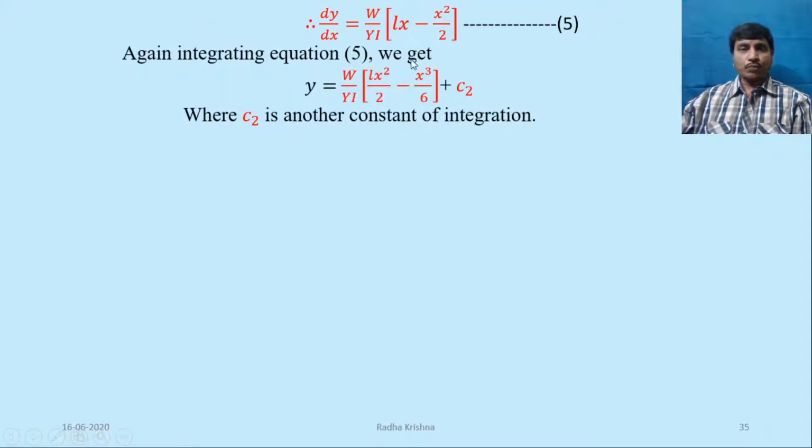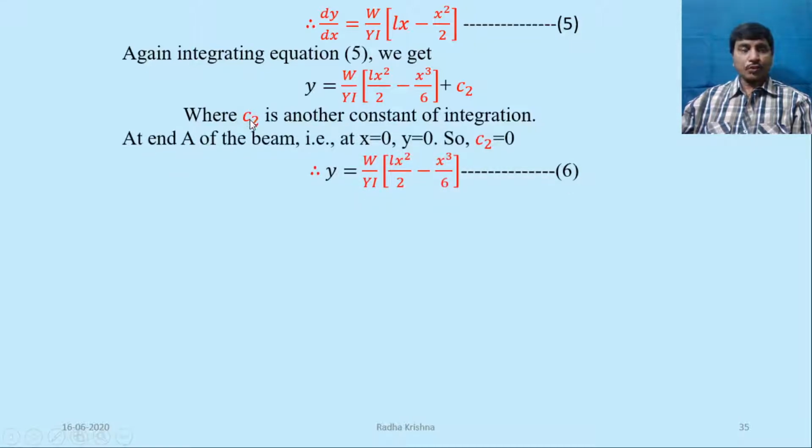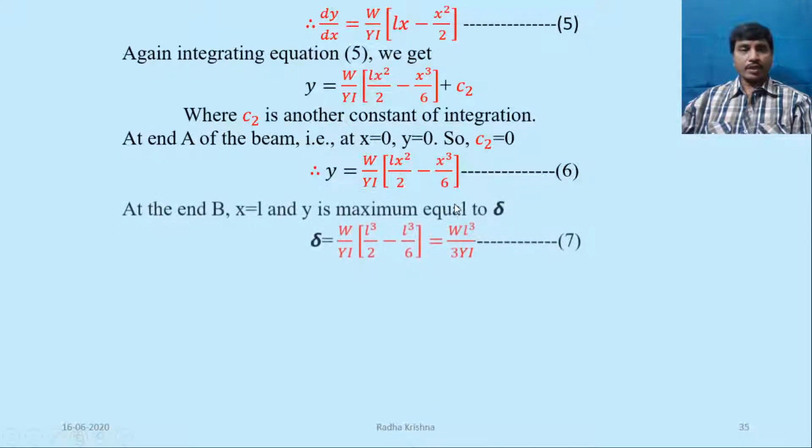Again integrating equation 5, we get y is equal to W by YI into (Lx square by 2 minus x cube by 6) plus C2, where C2 is another constant of integration. This constant C2 can also be determined by applying the boundary condition at the end A of the beam, that is at x is equal to 0, y is equal to 0. So the integration constant C2 is equal to 0. Therefore, y is equal to W by YI into (Lx square by 2 minus x cube by 6). That is equation 6.